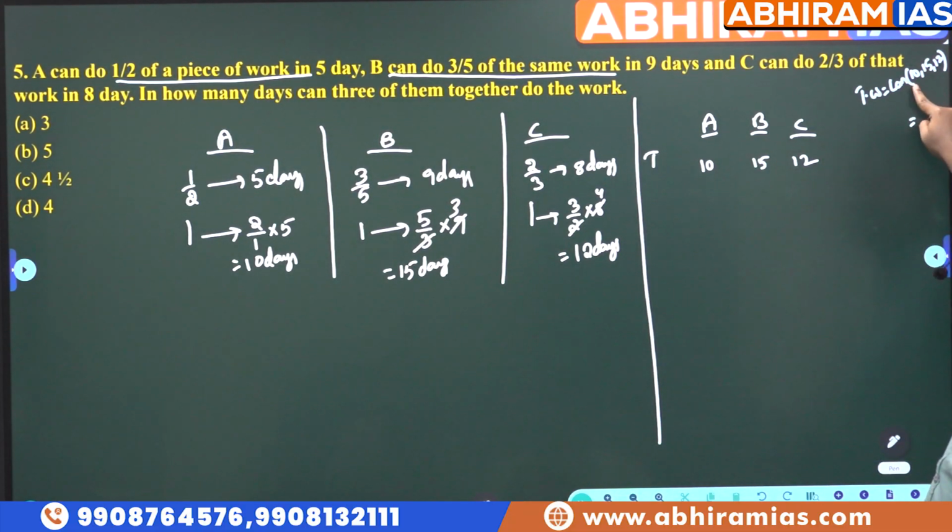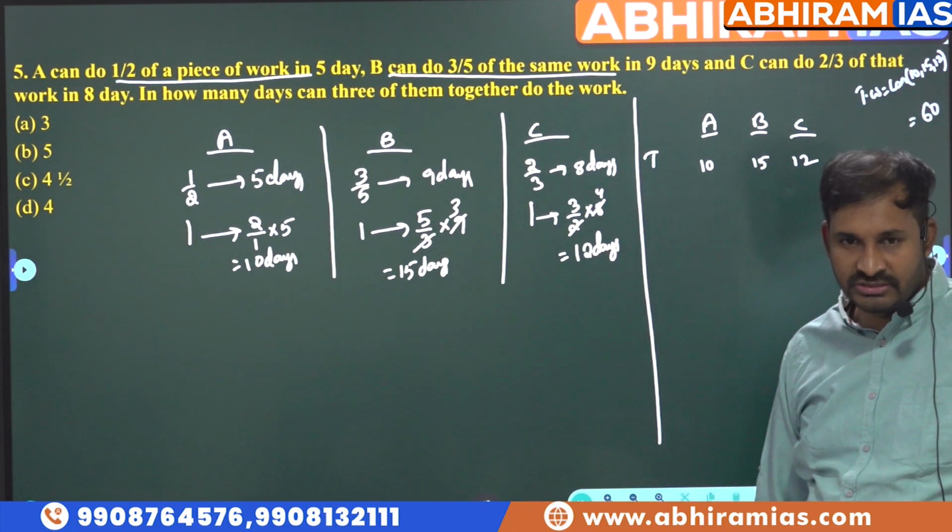60 is divisible by both 10 and 12. So our LCM here becomes 60, or total work becomes 60. Meer LCM process aina cheskondi. There is no wrong in that.